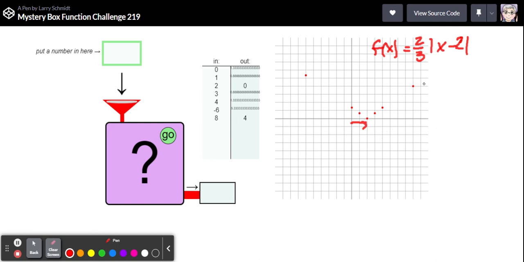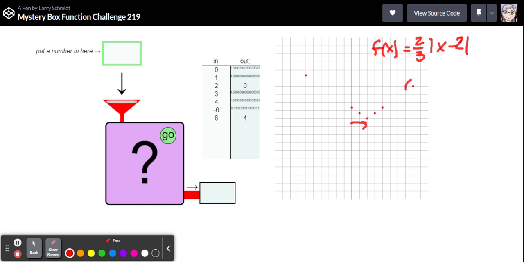Once you've got all of that put together, you might want to test a point or two just to double check. So if I put, well, let's go ahead and put in a 2. So 2 minus 2 would be 0. And 0 times 2/3 is going to be 0. So there we are at 2, 0. So that checks out. That's pretty easy.